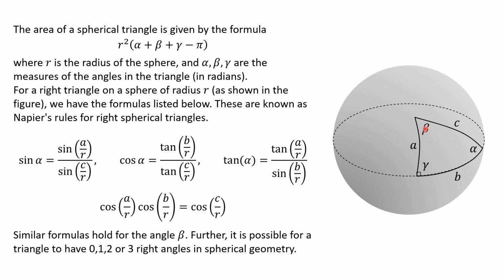and you can have similar formulas for beta. Further, it's possible for a triangle to have 0, 1, 2, or 3 right angles in spherical geometry. That comes from what we mentioned earlier, that the sum of the angles is greater than 180 and less than 540. So it's possible to have 3 right angles in our spherical geometry for a triangle.